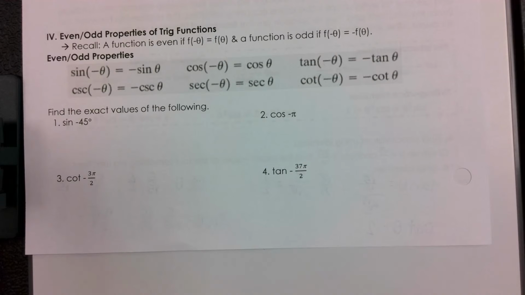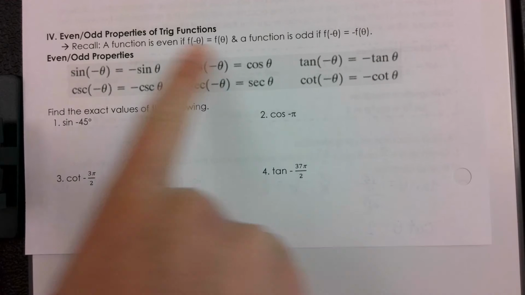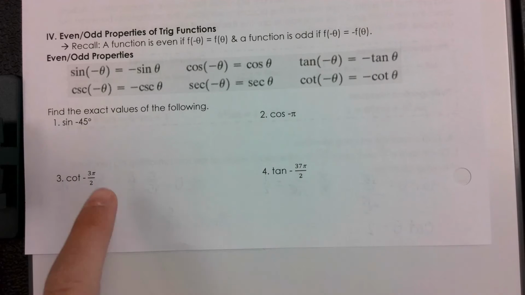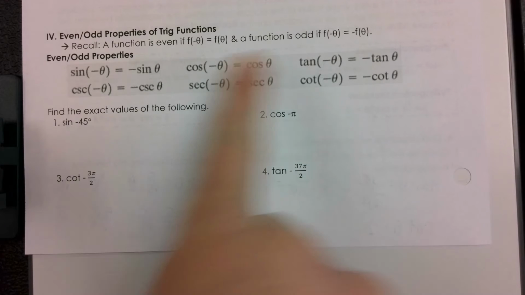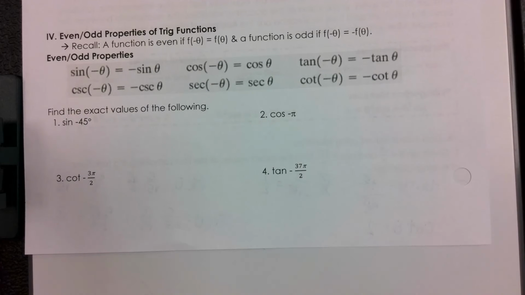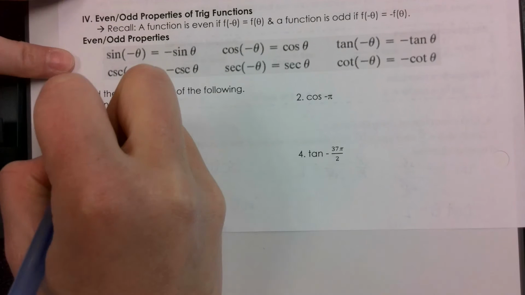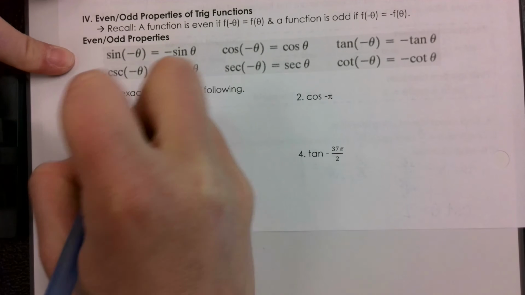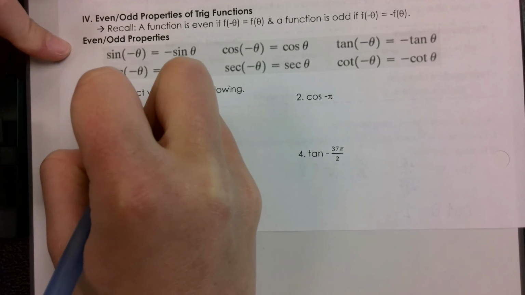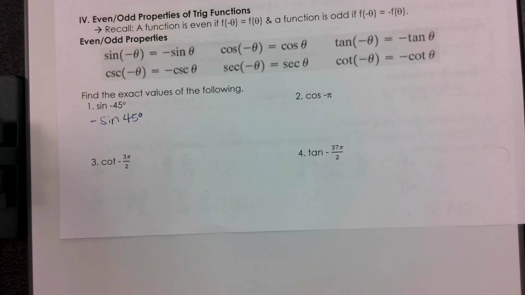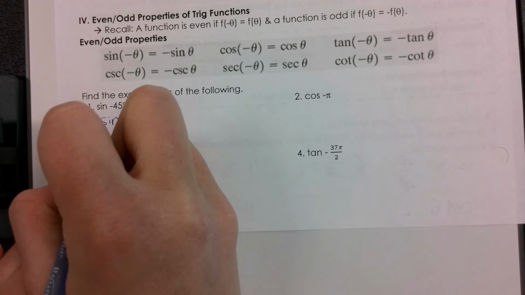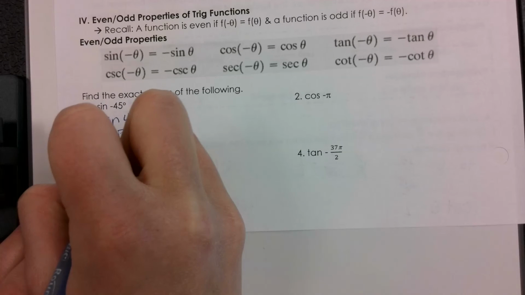So we can still apply that to your trig functions. So basically, if the angle is negative, then you can just make the whole thing negative. That's what this is saying. So for the first one, we've got sine of negative 45. So that's going to be the same thing as negative sine of regular 45, or positive 45. And what is sine of 45? Square root 2 over 2. So this would be negative square root 2 over 2.